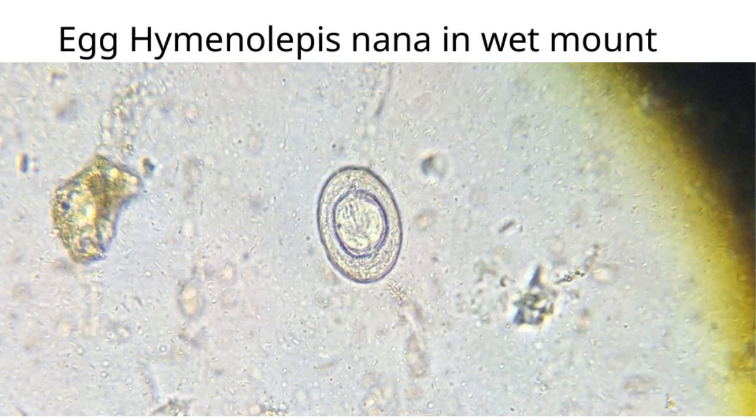Hymenolepis nana eggs are typically oval and have a distinctive outer shell that can sometimes appear striated. Recognizing these features helps differentiate it from other parasitic eggs. Remember, the wet mount provides a quick and effective way to visualize the eggs directly from stool samples, which is essential for accurate diagnosis. Connecting this to our overall theme, understanding how to identify these eggs microscopically is fundamental in parasitology and helps guide appropriate treatment strategies.